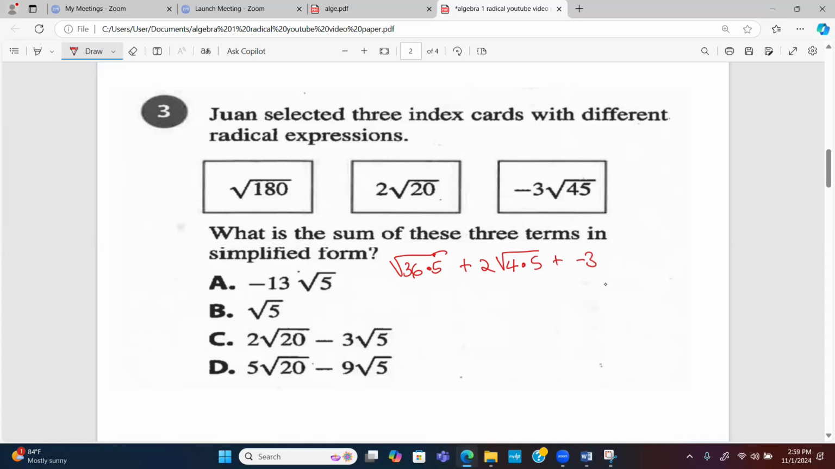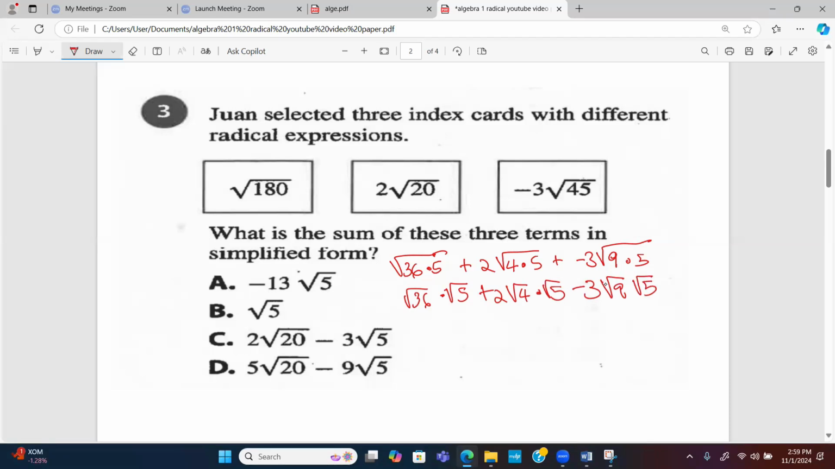Plus -3 under my radical, I have 9 times 5. So I'm able to find a square number that multiplies by 5 to give us my radicand. So let us split these up. Basically, what we really have here is square root 36 times square root 5 plus 2 times square root 4 times root 5. I'm going to put the minus now. A plus and a minus is finally a minus. The square root of 9 times 5.